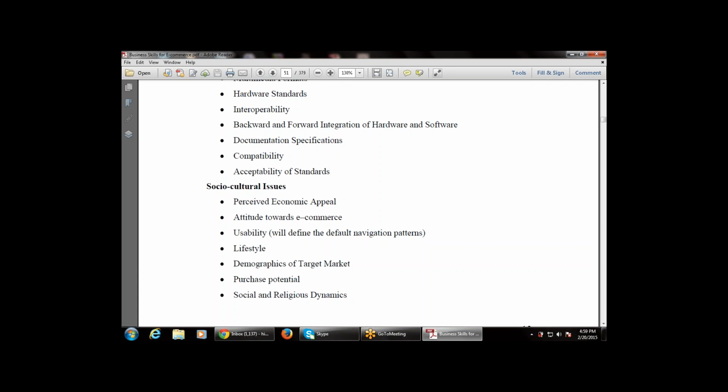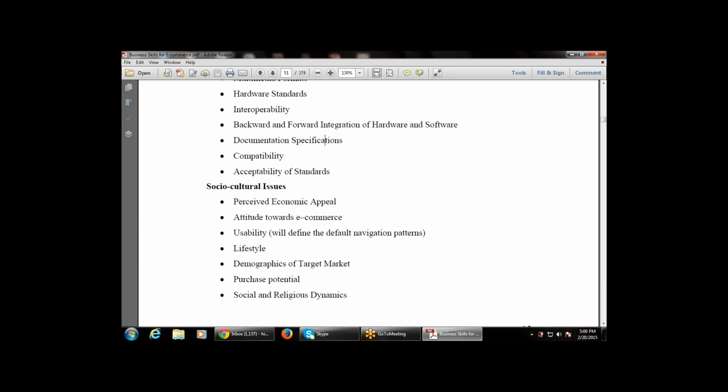Then purchase potential, that is, generating the potential in the minds of the customers to purchase things and make transactions over the internet. So the main focus is on the purchasing purpose. Then social and religious dynamics, that is, there should be flexibility among social, economic and religious things. So there should be proper social and religious dynamics used in e-commerce transactions.